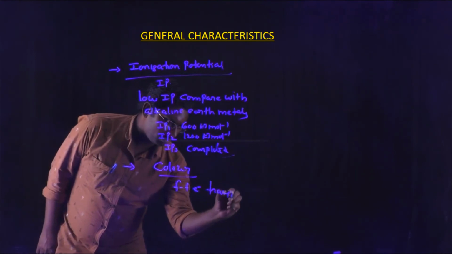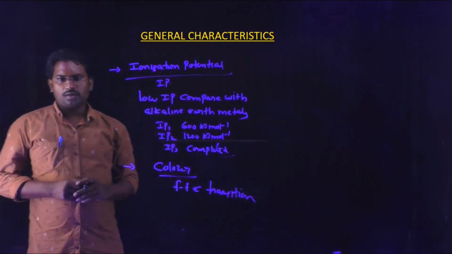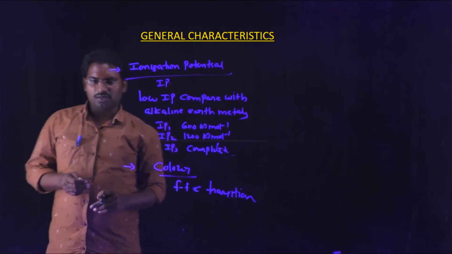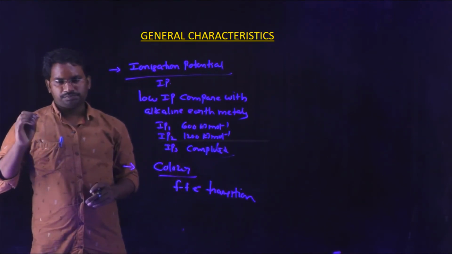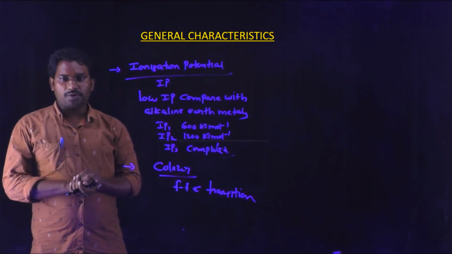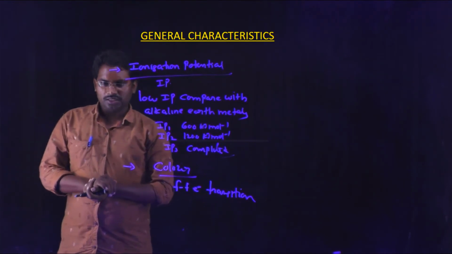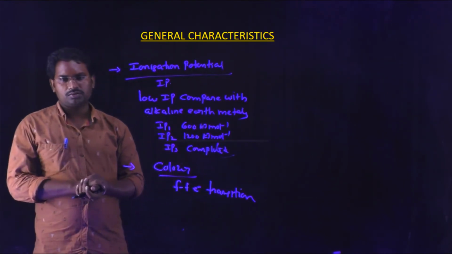FF electron transition, you know that very well. Some of the D block elements also exhibit color. That is a very important point regarding them. Due to the DD electron transition taking place, they also exhibit some color.